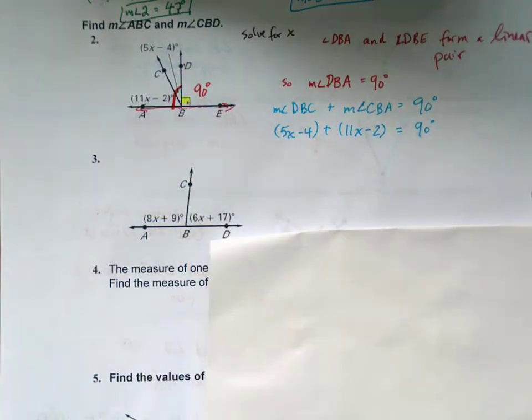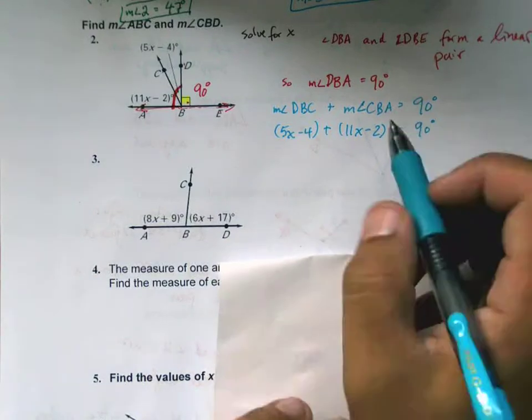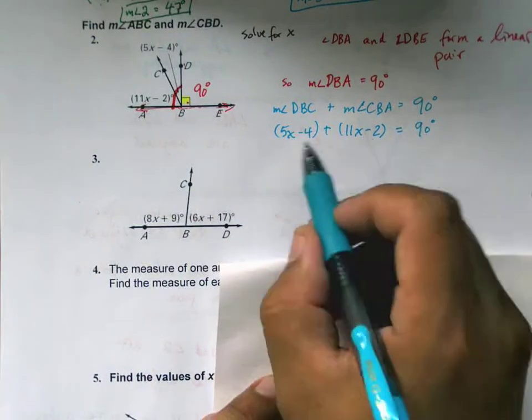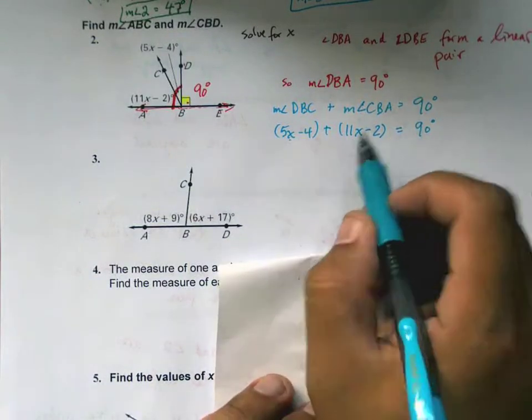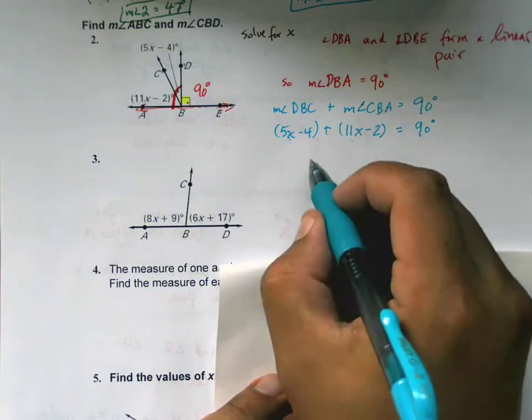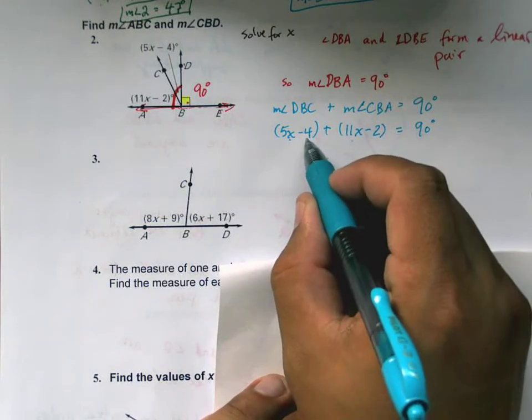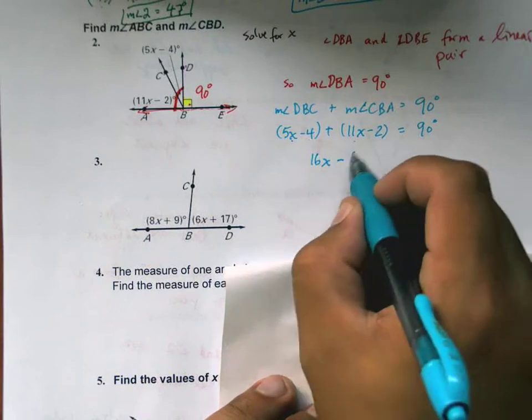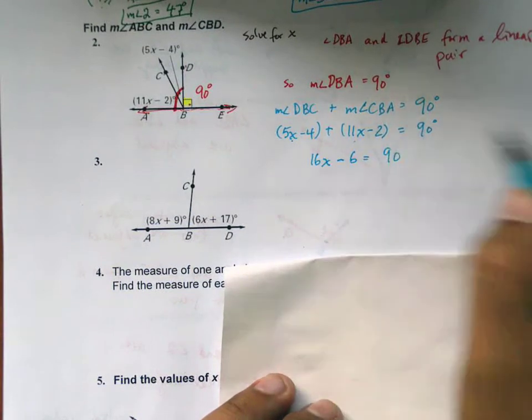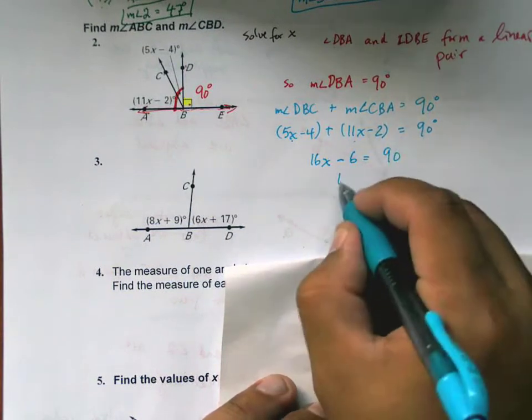Okay? And we'll simplify the left hand side. This is 5x and 11x, and this is addition, so that's going to add up to 16x. Negative 4 and negative 2, so that's going to be negative 6. Okay. Add 6 to both sides, and you get 16x equals 96.